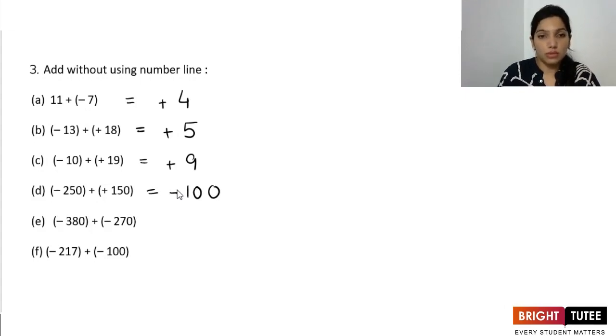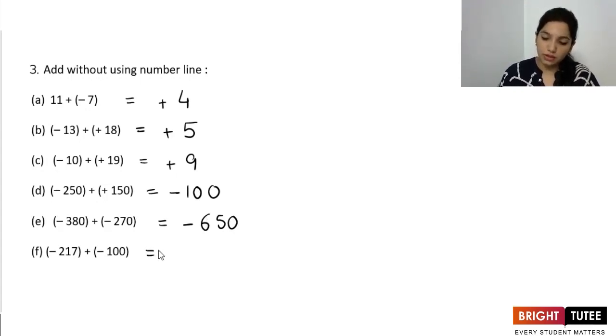So we'll borrow the negative sign. The next one is 380, which has a negative sign, and the other number we have is also negative, that is 270. So adding the two gives 650 as the answer, and we simply put the minus sign in front of it.